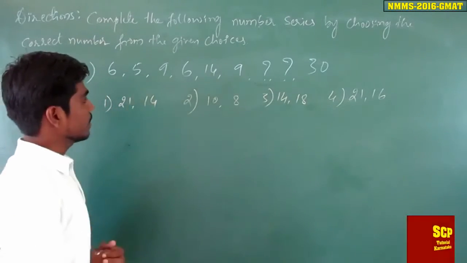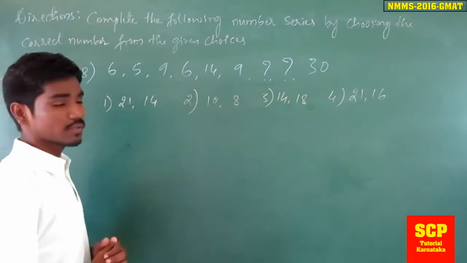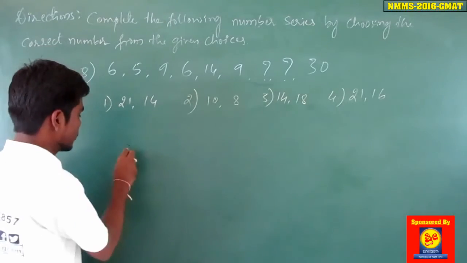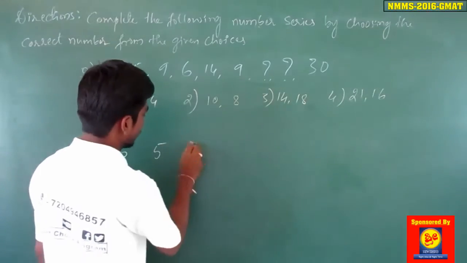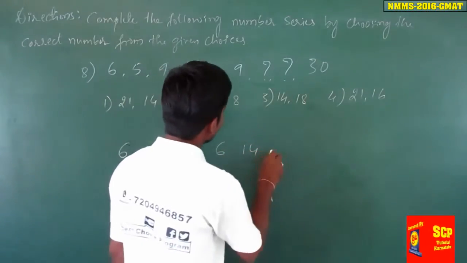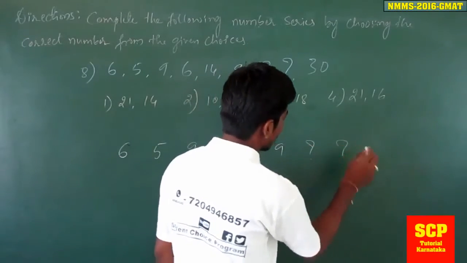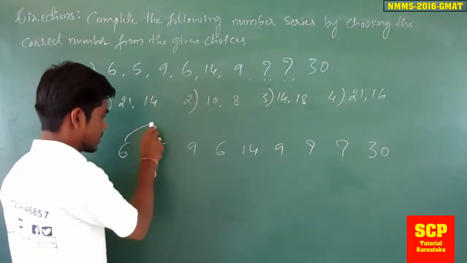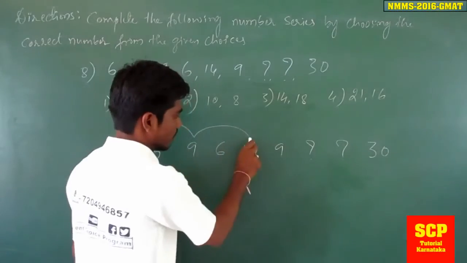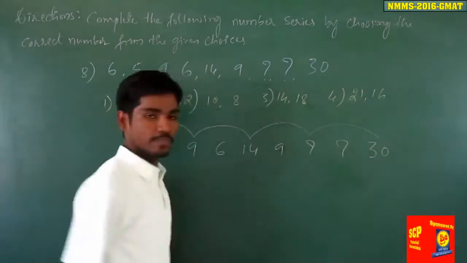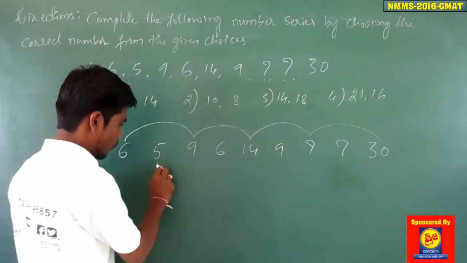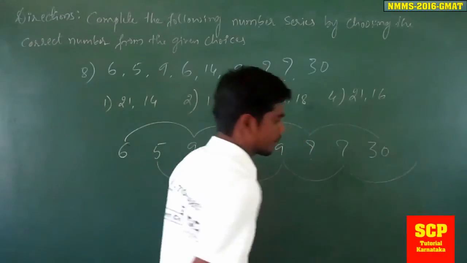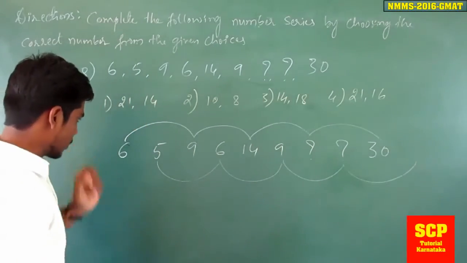Friends, if you observe the given question, we can say that the given problem is made of two series. First, let me consider the given question, that is 6, 5, 9, 6, 14, 9, question mark and 30. The first series is 6, 9, 14, question mark and 30. And the second series is 5, 6, 9, question mark and one more.